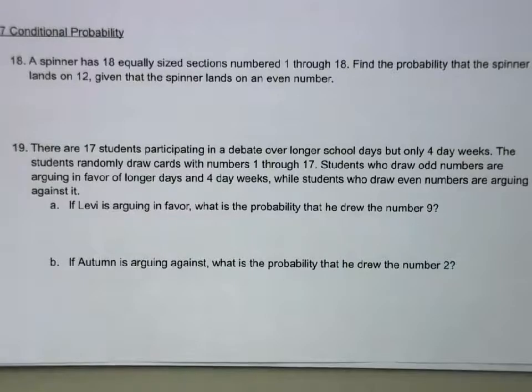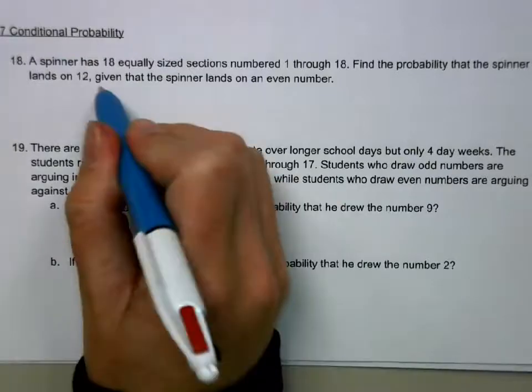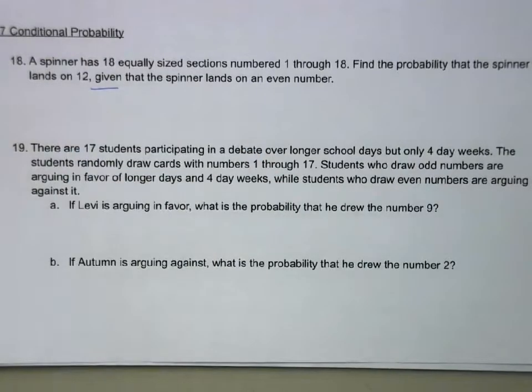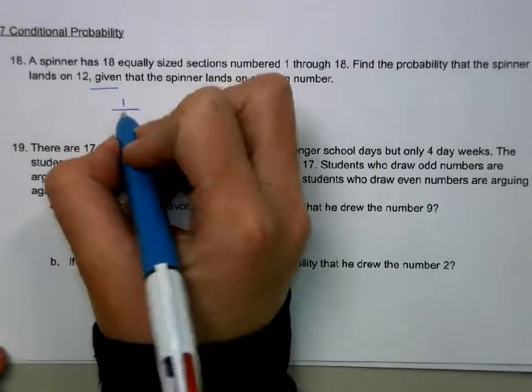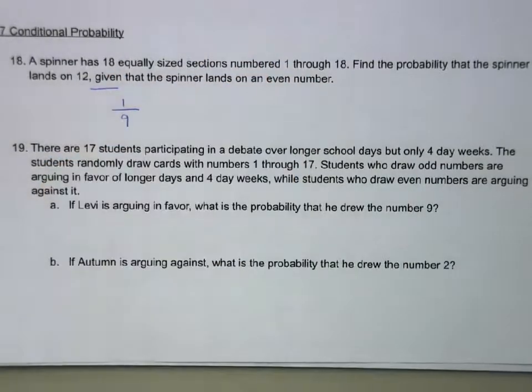A spinner has 18 equally sized sections, numbered 1 through 18. What is the probability that the spinner lands on 12 given that it's an even number? So there's only one 12. If there's 18, that means there's 9 even numbers. So if we know it's even, there's only 9 options that we can choose from.